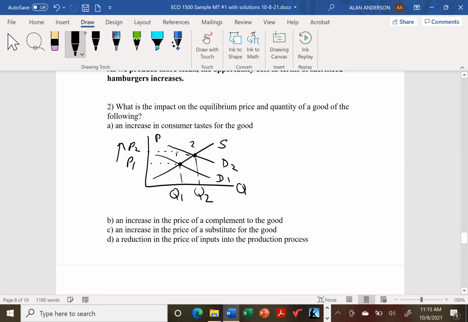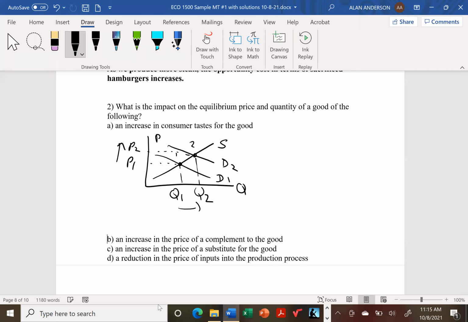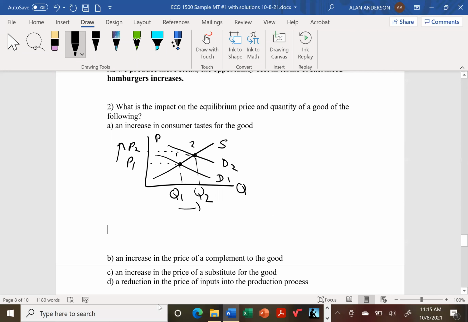And you can see they both went up. So while it doesn't ask you for the graphs, I think it's a good idea to draw one. And so the final answer is just that both the price and quantity increase. Okay, perfect.